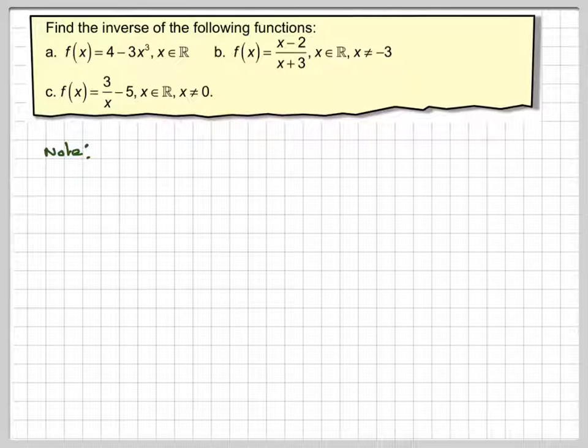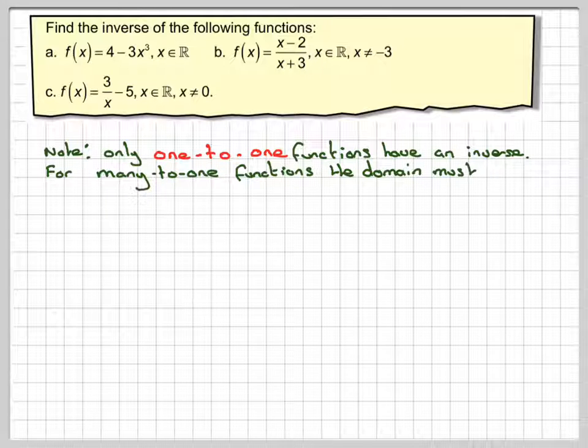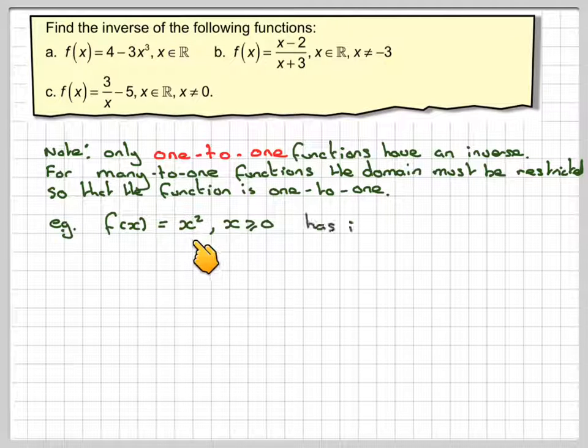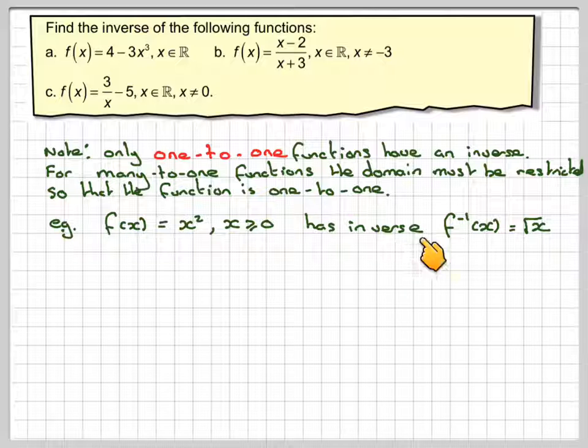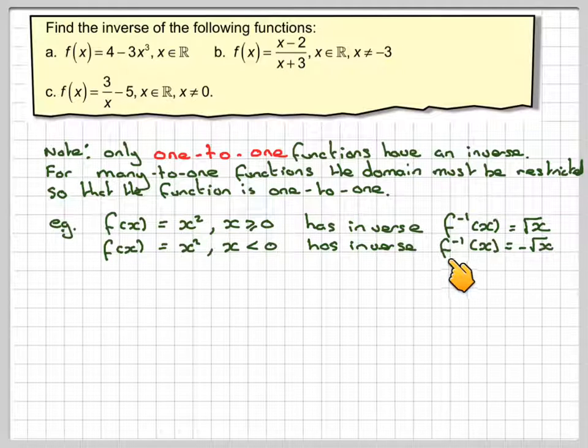Now, we should just note this at the beginning, that only one-to-one functions have an inverse. For many-to-one functions, the domain must be restricted so that the inverse function is just one-to-one at the end. So let's take a very simple example. f of x is x squared. For x greater or equal to 0, the inverse function is f to the minus 1 of x is equal to plus the square root of x. For f of x, x squared, where x is less than 0, it has an inverse f to the minus 1 of x is equal to minus root x.